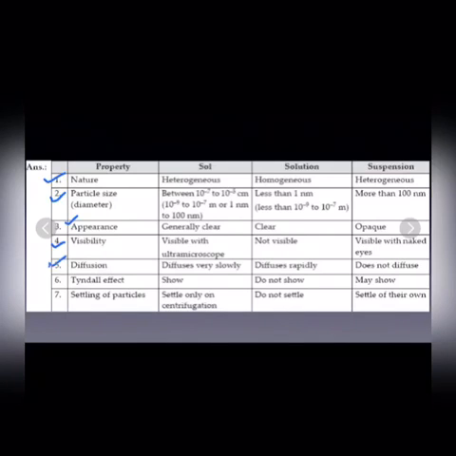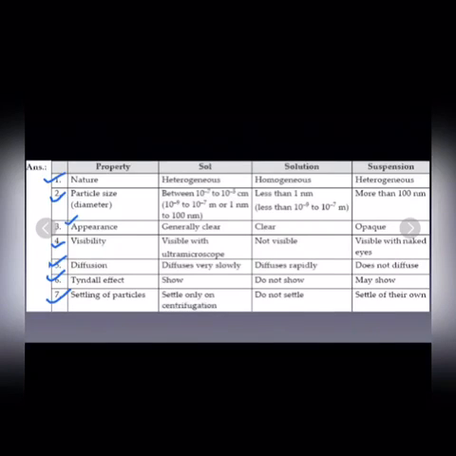Next property you can talk about is diffusion. Colloidal solution diffuses very slowly, solution diffuses rapidly, and suspension does not diffuse. Tyndall effect, which is basically the scattering of light by the fine particles. Colloidal solution shows Tyndall effect, solution does not show, and suspension may show.